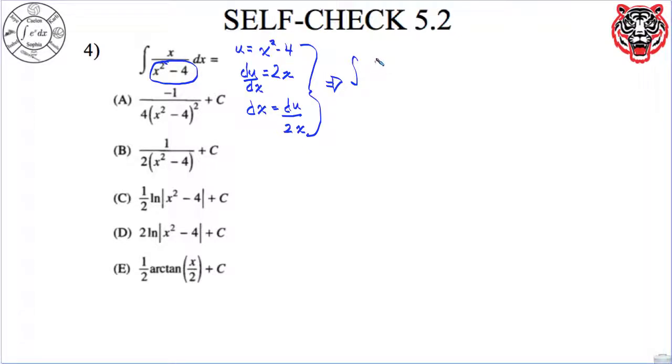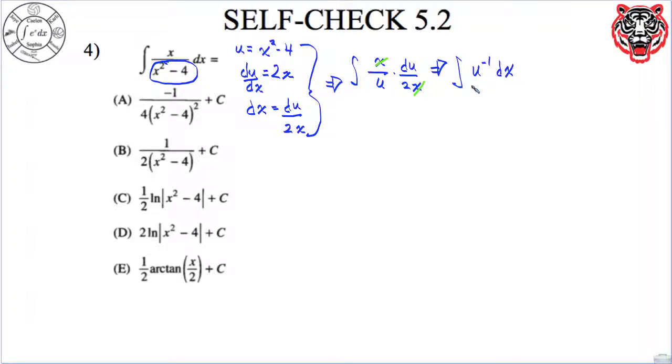So I'm going to still rewrite that x divided by, it's no longer x squared minus 4, it's going to be u. And it's going to be multiplied by dx, but dx is du divided by 2x, so times du divided by 2x. And notice that these x's will cancel. And I'm left with this integral here. I'll just simplify it a little bit, and that's going to be u to the negative 1 du.